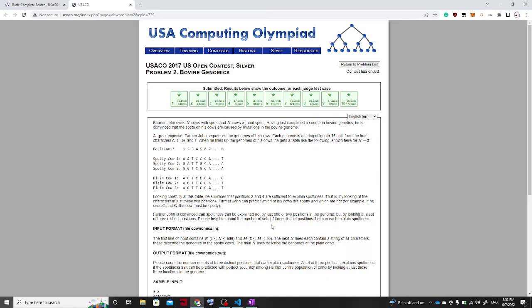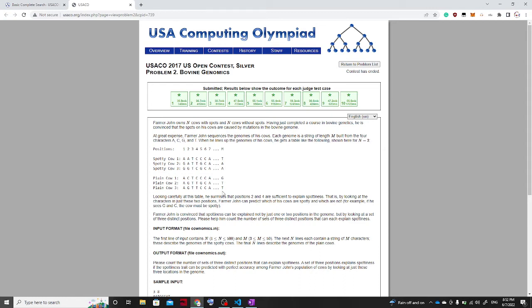Alright, so Farmer John owns N cows with spots and N cows without spots. Having just completed a course in bovine genomics, he is convinced that the spots on his cows are caused by mutations in the bovine genome. At great expense, Farmer John sequences the genomes of his cows. Each genome is a string of length M, built from 4 characters A, C, G, and T. When he lines up the genomes of his cows, he gets a table like the following, shown here for n equals 3.